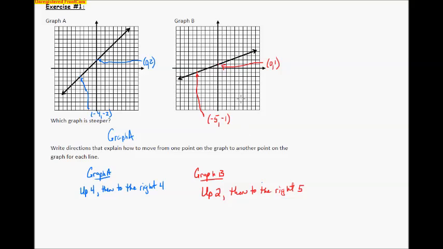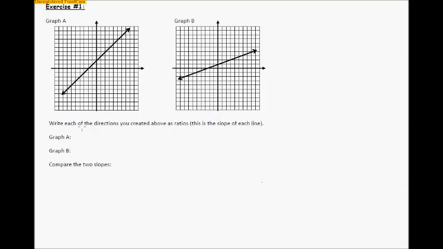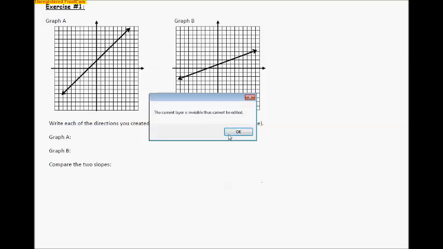All right. Now let's turn this off and let's go to the next set of directions here. It says write each of the directions you created above as ratios. And if you remember, there's 3 ways to write ratios, but we're going to write these ratios as fractions. Up in graph A, it said to go up 4 and then to the right 4. So I'm going to simply put that as a ratio of up 4 to the right 4.